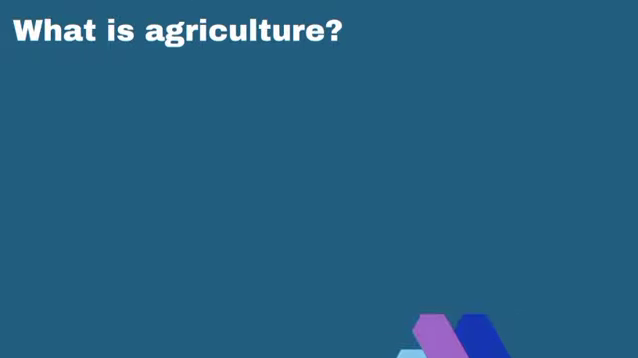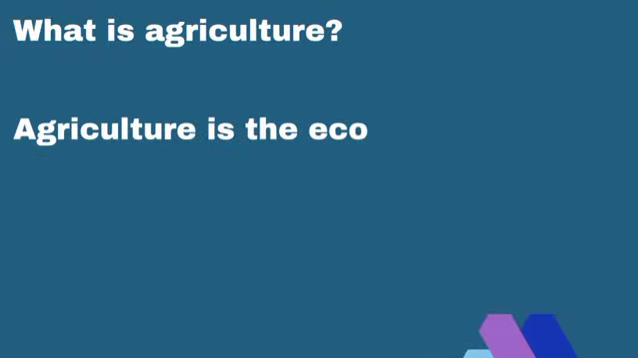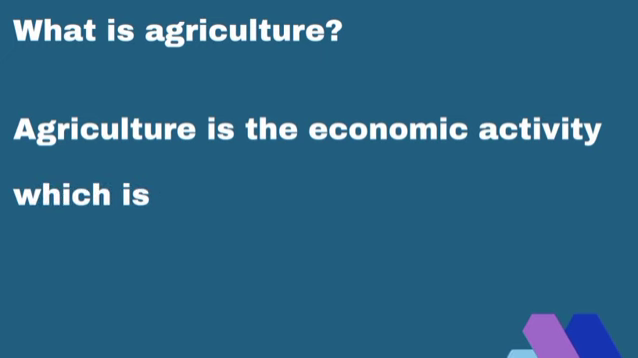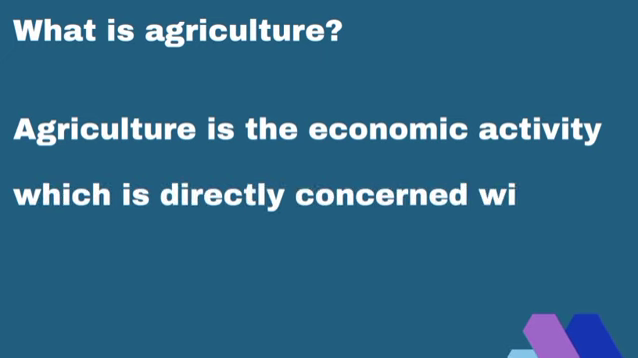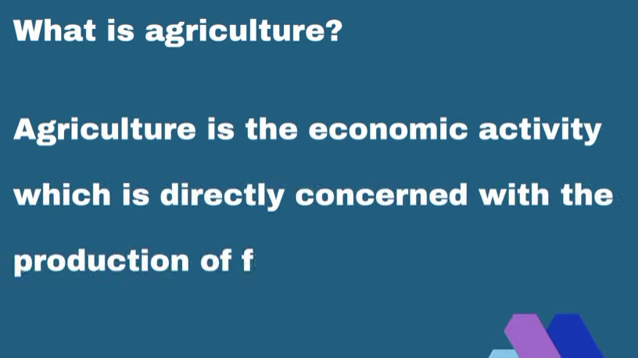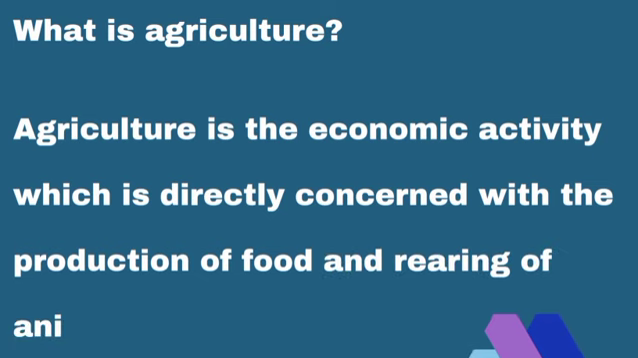What is agriculture? Agriculture is the economic activity which is directly concerned with the production of food and rearing of animals, known as livestock.